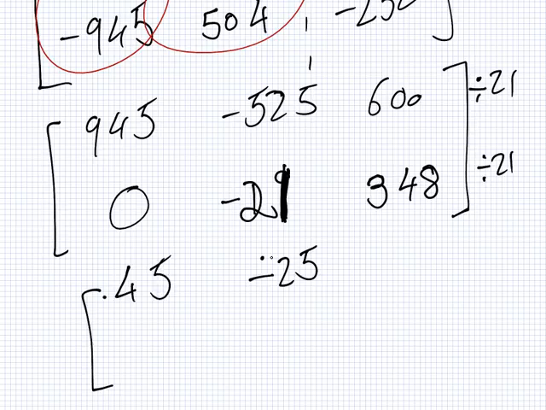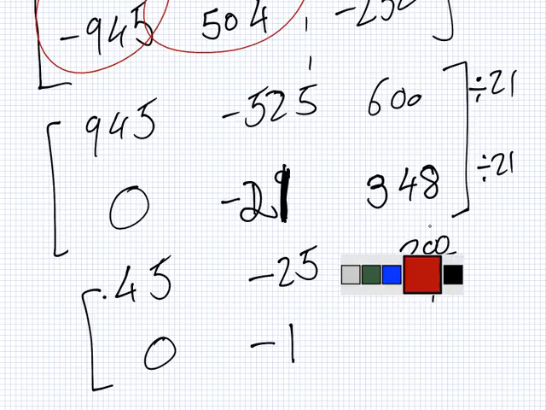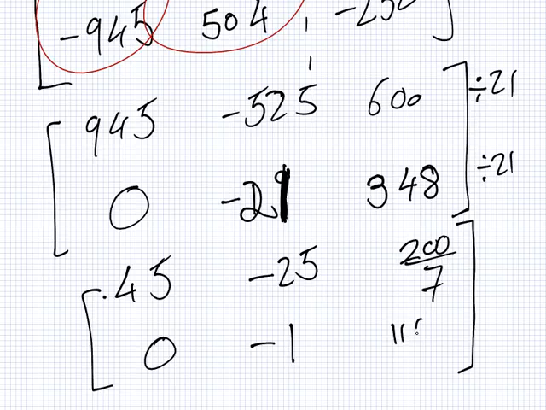45. And this is minus 25. And the last one? 200 over 7. Thank you. And this is 0. This, of course, is minus 1. And then the last one is probably ugly as well. What is it? 116 over 7. Yes?